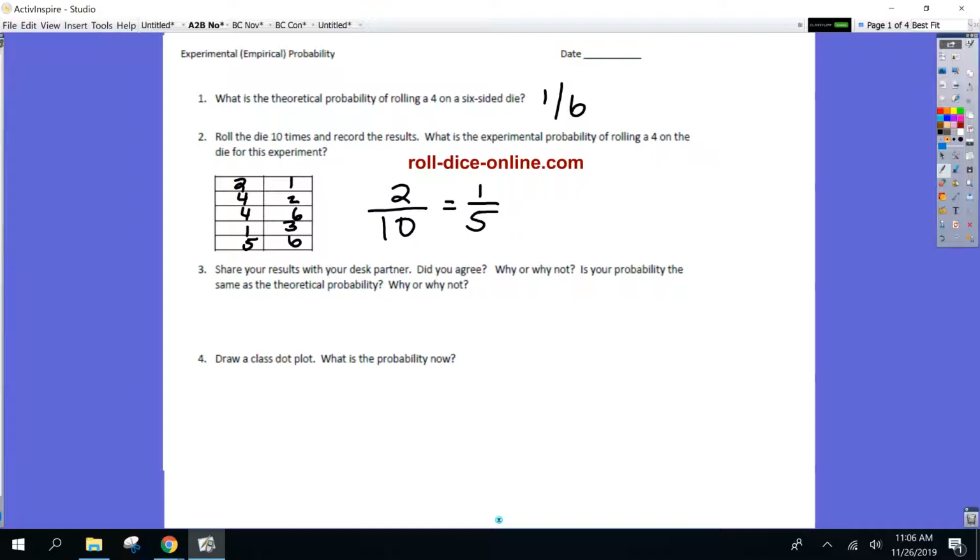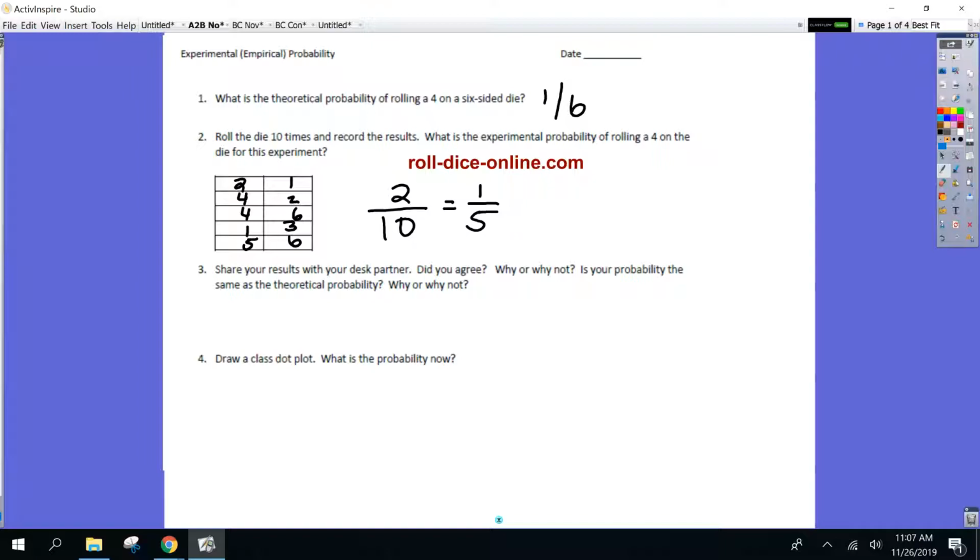And then just quickly, look around, talk to the people next to you real quick, see what they got. Was it the same as yours? Was it not the same? Let's do a quick class poll here. Look around, see what they got. A lot of different ones. Okay, yeah, that's fine. That's just what's expected.